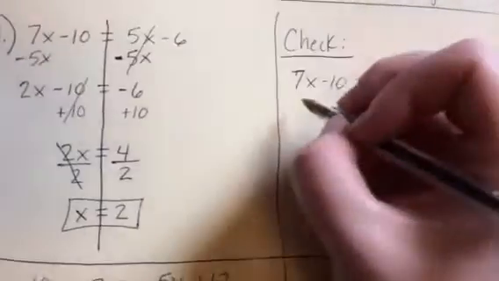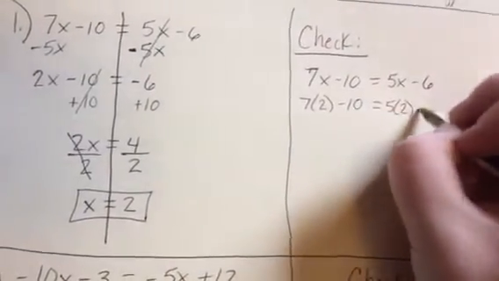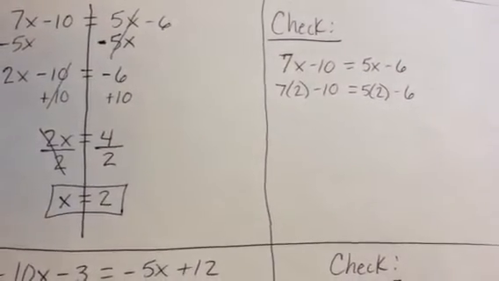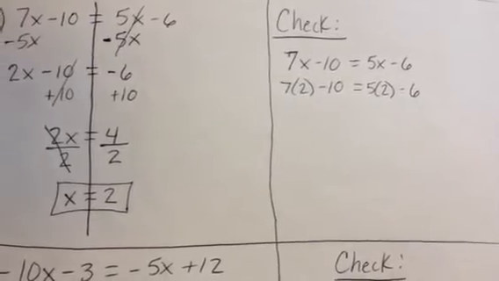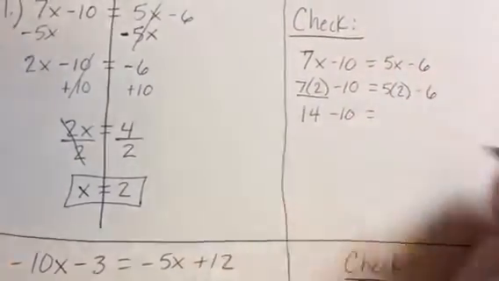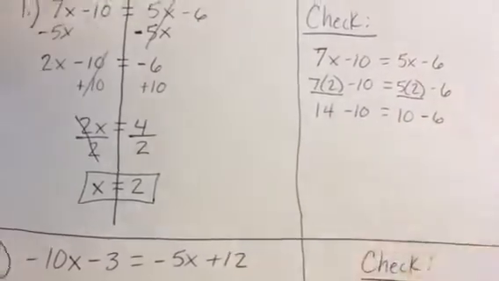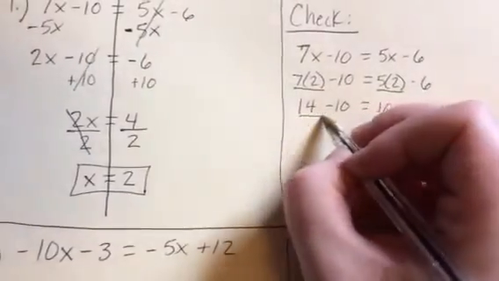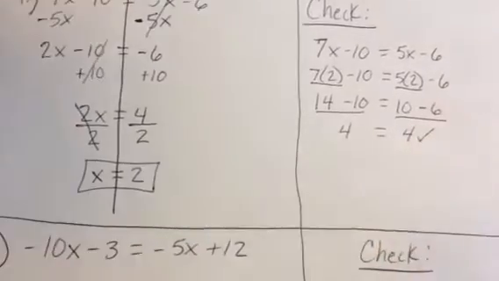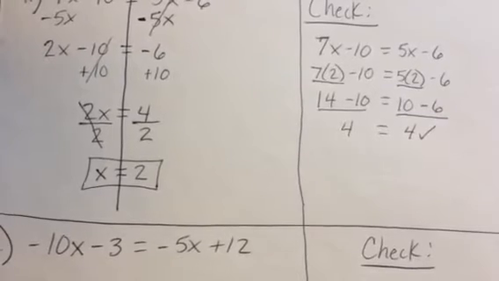My answer was 2, so I'm going to put 7 times 2 minus 10 on the left, and 5 times 2 minus 6 on the right. Now we are going to use the correct order of operations. I know that multiplication comes before subtraction, so on each side I'm going to do that multiplication first. 7 times 2 is 14, and then bring down that minus 10. 5 times 2 is 10, and then bring down your minus 6. So on each side, when I do 14 minus 10, and when I do 10 minus 6, I'm going to get 4 on both sides. So we know that we did our job correctly, because our answer made the equation true.